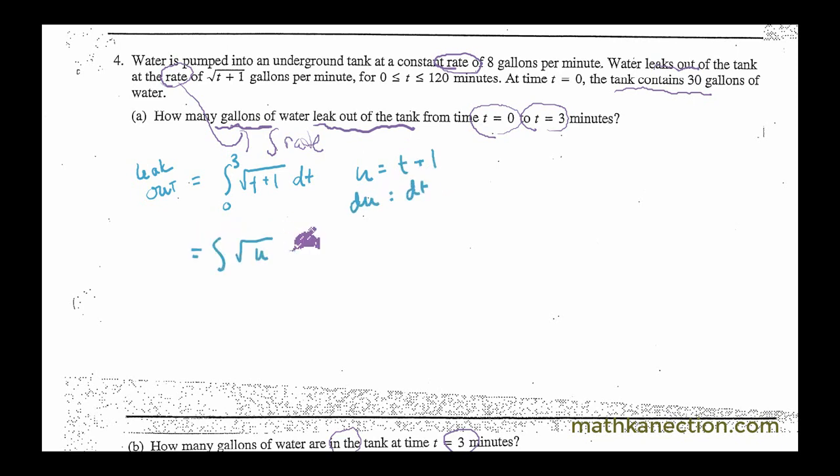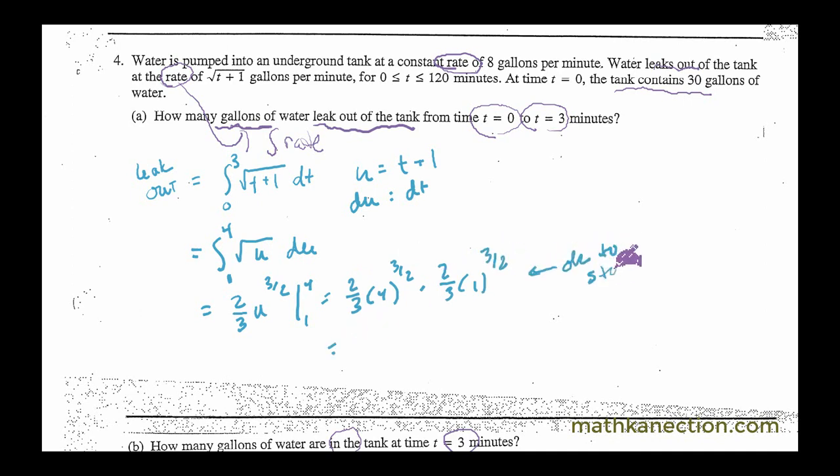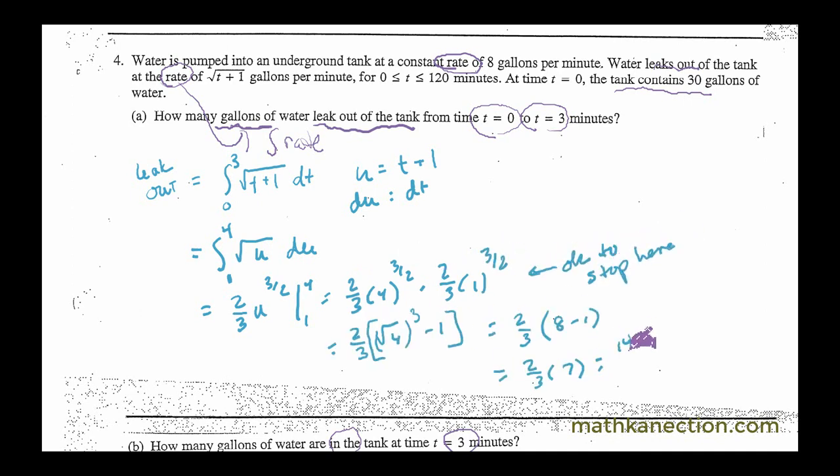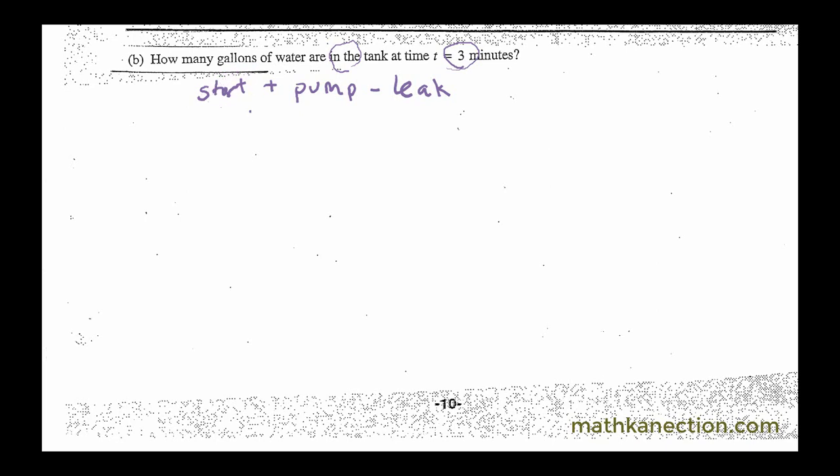We need our u values, so replacing in the value of 0, we've got 1. Replacing in the value of 3, that's going to be 4. Then antideriving to make 2/3 u to the 3/2 from 1 to 4, following the fundamental theorem of calculus, replacing in the value of 4, subtract replacing in the value of 1 to get our answer.